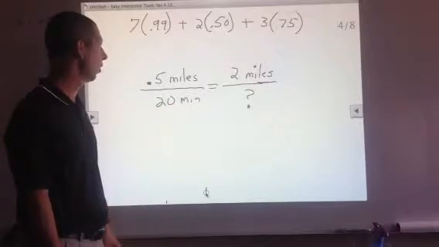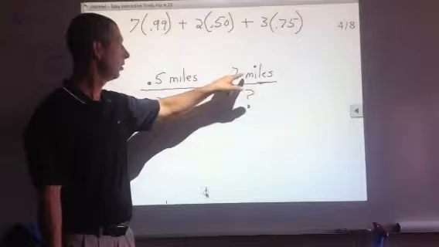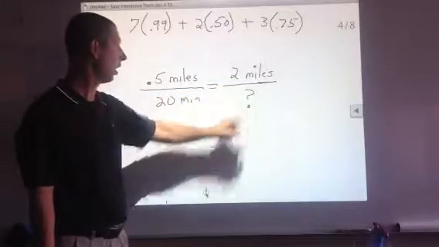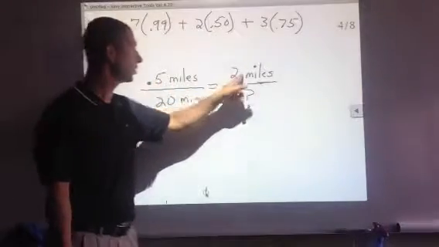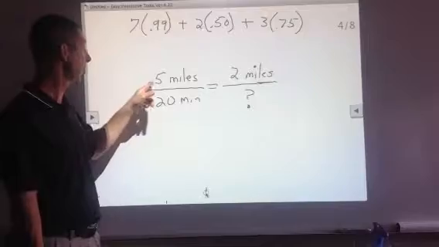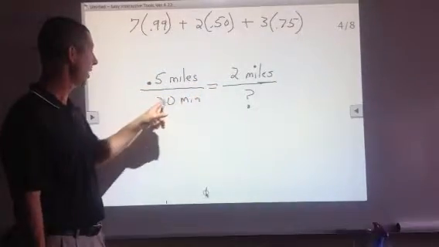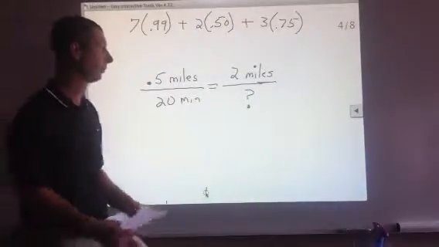Here we have a ratio. Half a mile in 20 minutes. In 2 miles, how many minutes would it be? Well, what times 0.5 is 2? Well, 4. 4 times 0.5 equals 2, so 4 times 20 would be the minutes in 2 miles.